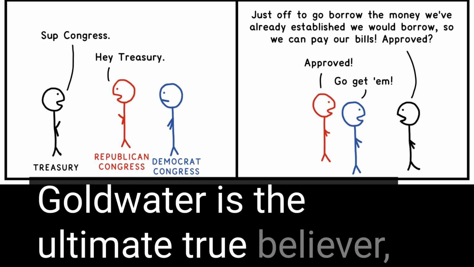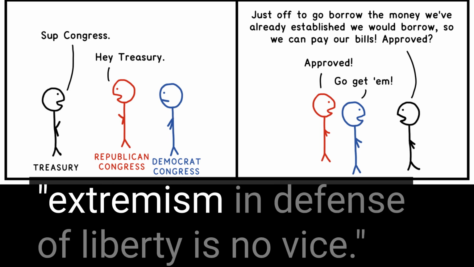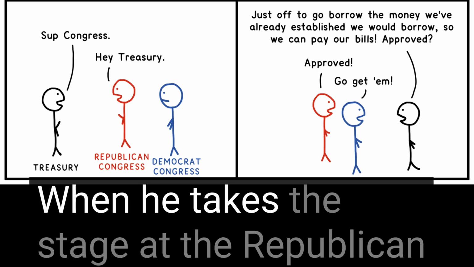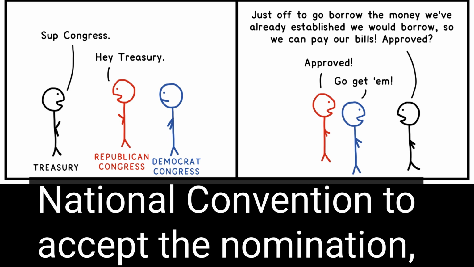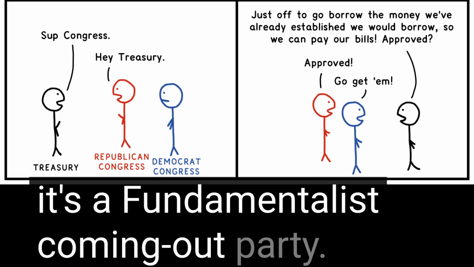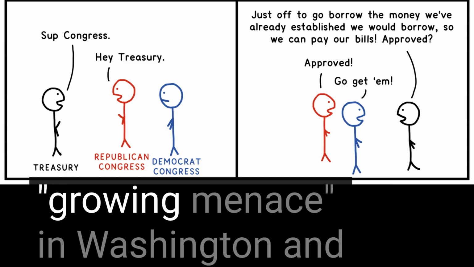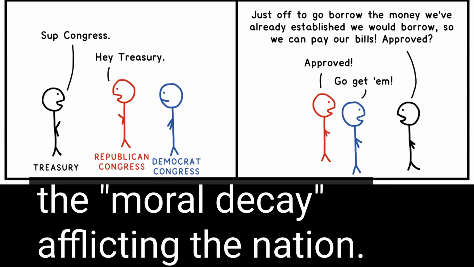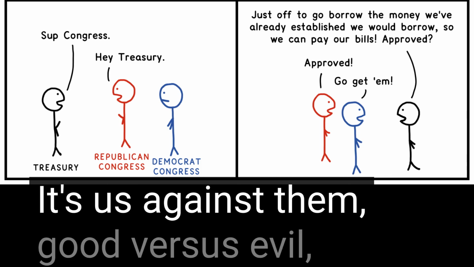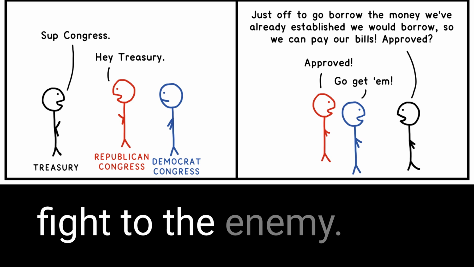Goldwater is the ultimate true believer, a man who once famously declared that extremism in defense of liberty is no vice. When he takes the stage at the Republican National Convention to accept the nomination, it's a fundamentalist coming out party. The crowd goes wild as he denounces the growing menace in Washington and the moral decay afflicting the nation. It's us against them, good versus evil, and Goldwater promises to take the fight to the enemy.